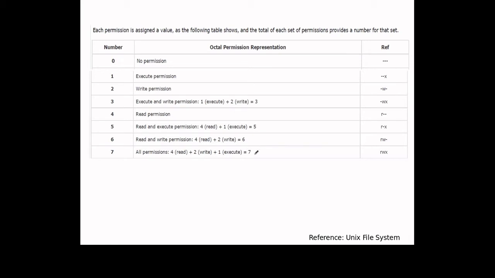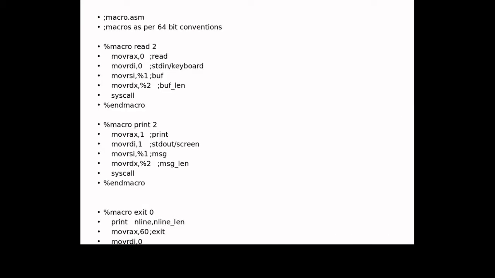So number 7 means 1, 1, 1, and as there are 3 groups, so 7, 7, 7. So for everyone I am setting all permissions, that is read, write and execute: for the owner of the file, and for other people also. I have to write 7, 7, 7 for the 3 groups, as the file permission is divided into 3 groups. We'll see that in the program, then it will be more clear.